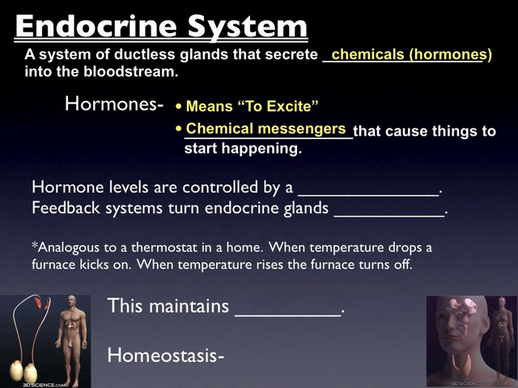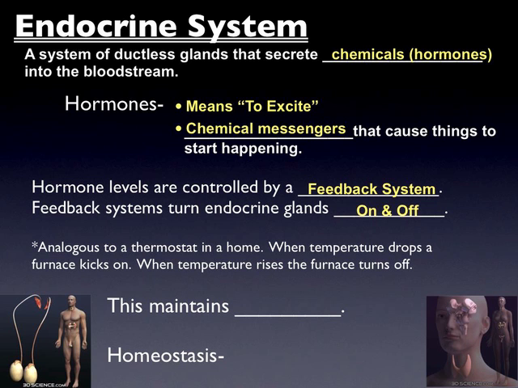I'll talk about a few examples, but the levels of these hormones change. They go up and down depending on certain conditions, depending on what needs there are. And so they're controlled by something we call a feedback system. And the feedback system turns these glands on or off. You could think of the endocrine system as a thermostat, a good analogy.